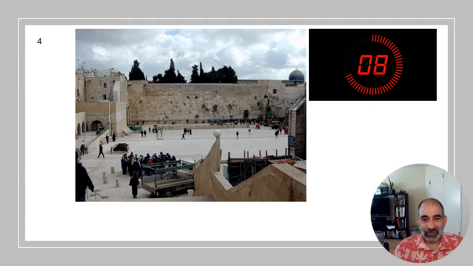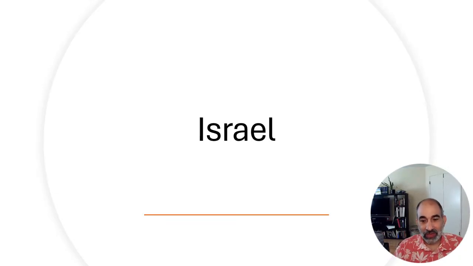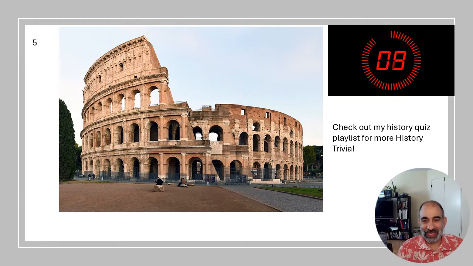Okay, I think a lot of people probably recognize this one. This is the Wailing Wall, or the Kotel. And we associate that with ancient Israel. I do have a lot of students who don't know that one. This next one I think everyone will probably get.